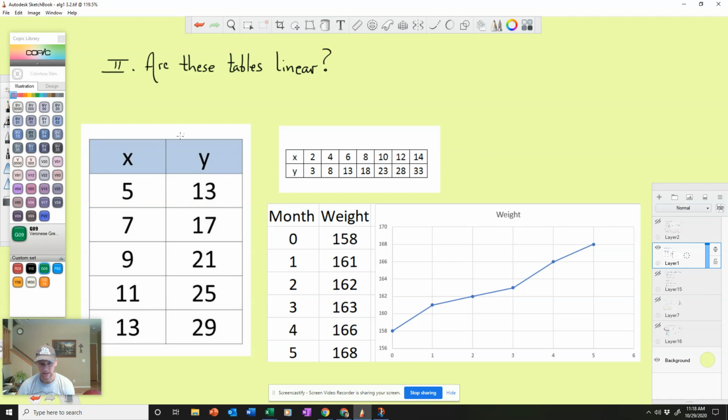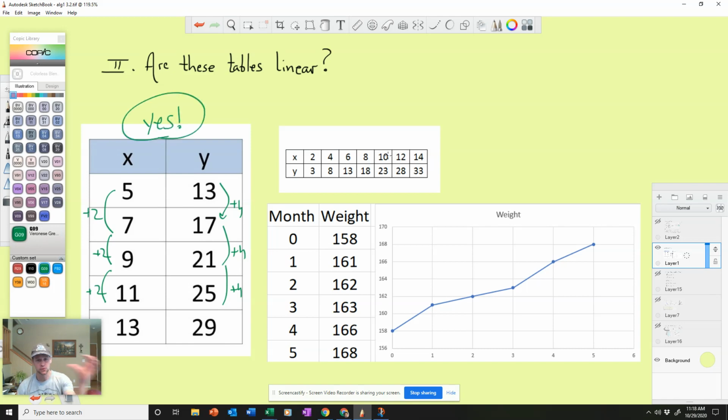All right, so let's check it out. Plus 2, plus 4, plus 2, plus 4, plus 2, plus 4. Does this seem to have a regular rate of change in the table? Yes, it does, and therefore this is linear. If you graph these points, you'd get a straight line.